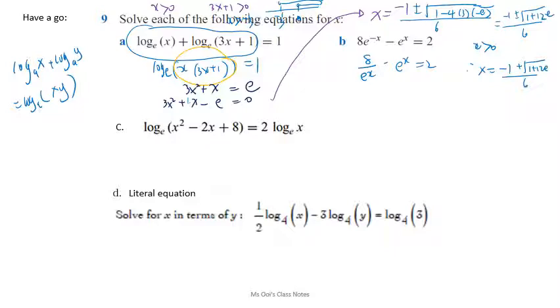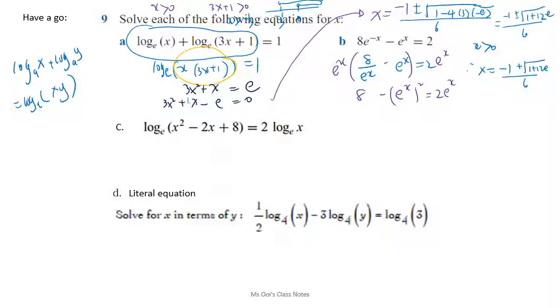Now, how am I going to get rid of the denominator? I'm going to multiply both sides by e to the power x. So expand, which gives me 8, because e to the power x will cancel e to the power x of the denominator, minus e to the power 2x is equal to 2e to the power x.